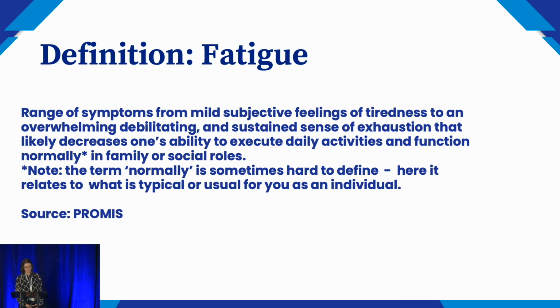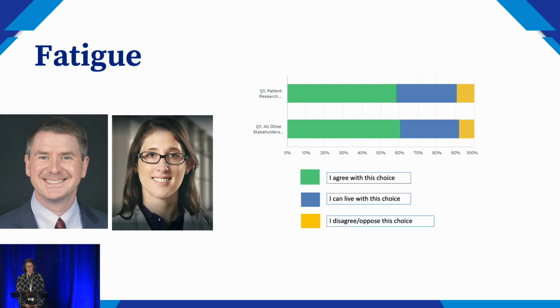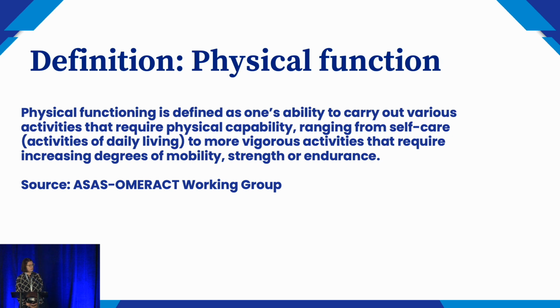You'll note that we added an asterisk after discussions with TAG, as we felt it was important to clearly define what we meant by the term normal. So here it relates to what is typical or usual for you as an individual. And we have Bing Bingham and Alexa Mira leading this domain. So as Caitlin mentioned, 2 definitions went into round 2, and as you can see, over 90% of both PRPs and other stakeholders either agreed or could live with this definition.